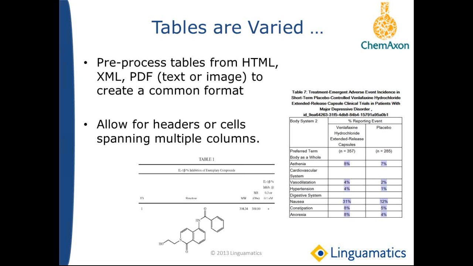So tables are pretty varied. We pre-process tables from HTML, XML, PDF formats, either text or images, and we create a more common format of the table. We allow for things like headers or cells spanning multiple columns, and for there being multiple headers at the top of the table. So in this example here, the percentage reporting event is a header which crosses over two columns, and then we have the individual column headers below.